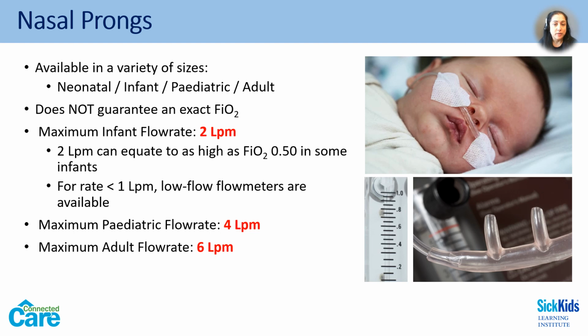So maximum flow rates for infants is 2 liters per minute. For pediatrics, it's 4 liters per minute. And for teens/adults, it's 6 liters per minute. And then in the NICU, there is a limit of 1 liter per minute for infants in the neonatal phase.